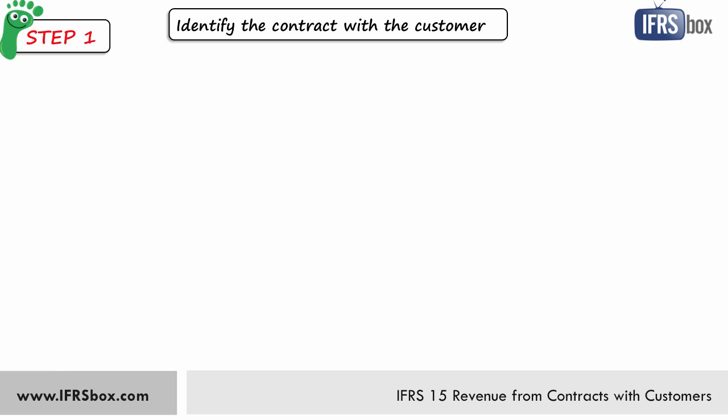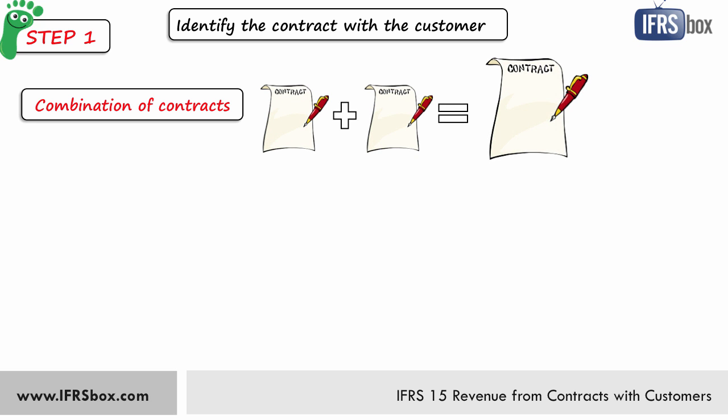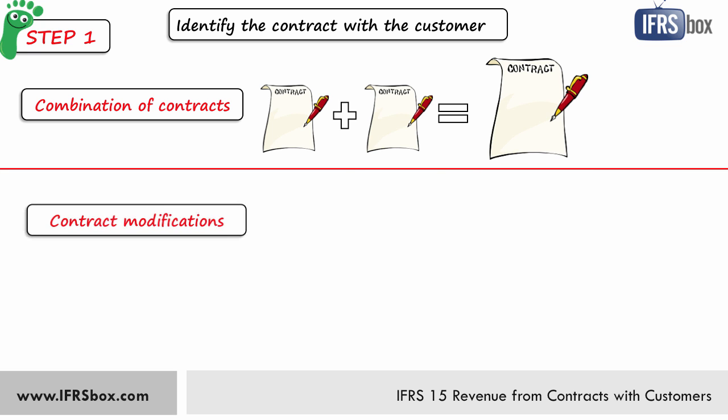In relation to step number 1, the standard also prescribes when you need to combine 2 or more contracts into one contract for the purpose of revenue accounting. IFRS 15 prescribes a few criteria for that, but we won't go into many details here in this short summary. IFRS 15 deals with contract modifications too. In other words, what happens if you modify, amend, or change an existing contract?